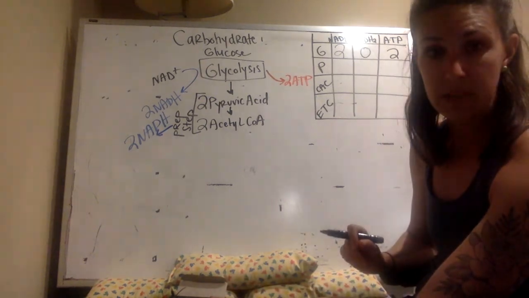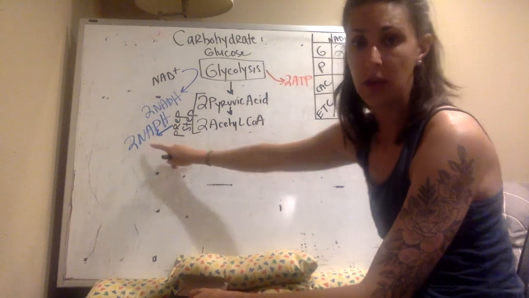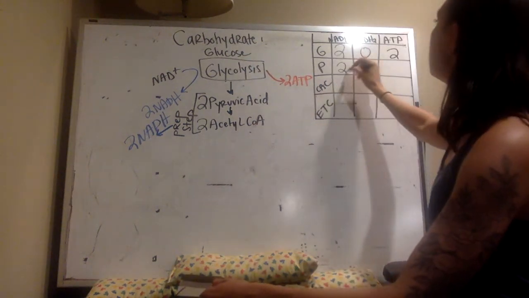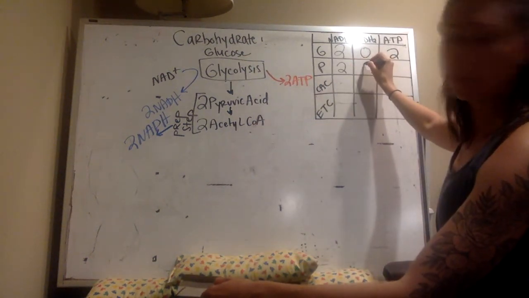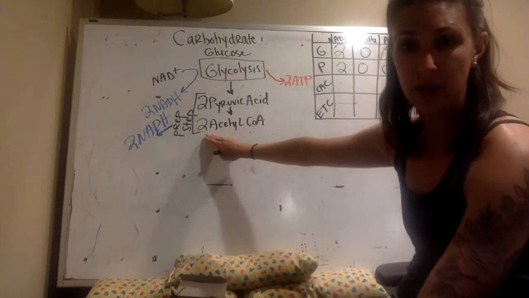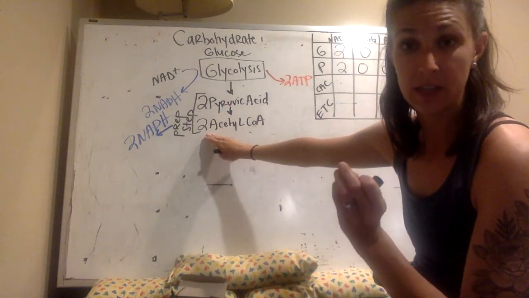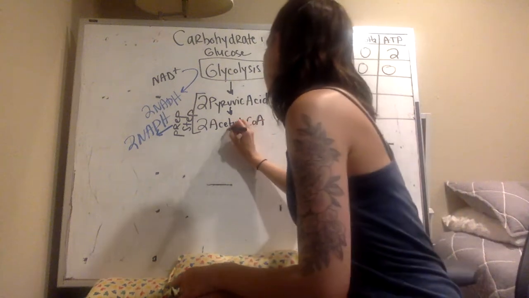All right, with the prep step, we had two NADH produced. We have no FADH2 and no ATP. Now we're ready to move on. So going back to our process here, we have our two acetyl-CoA that are now ready to go into the citric acid cycle.